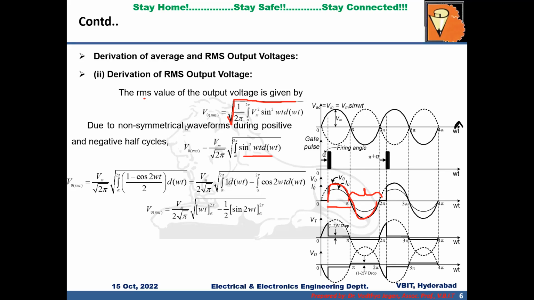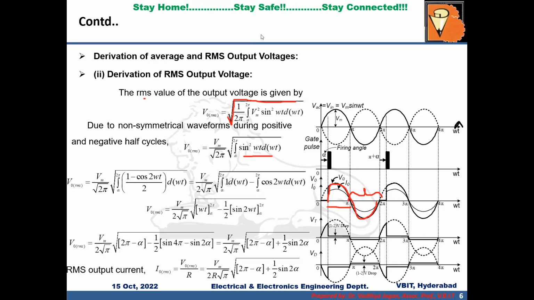So do the integration and substitute the upper limit and lower limit, we'll get the RMS output voltage as Vm by 2 root pi, under root 2 pi minus alpha plus 1 by 2 sin 2 alpha, right? And I can calculate the current by dividing the voltage by R. So Vm by 2R root pi, under root 2 pi minus alpha plus 1 by 2 sin 2 alpha. This is the RMS output current.